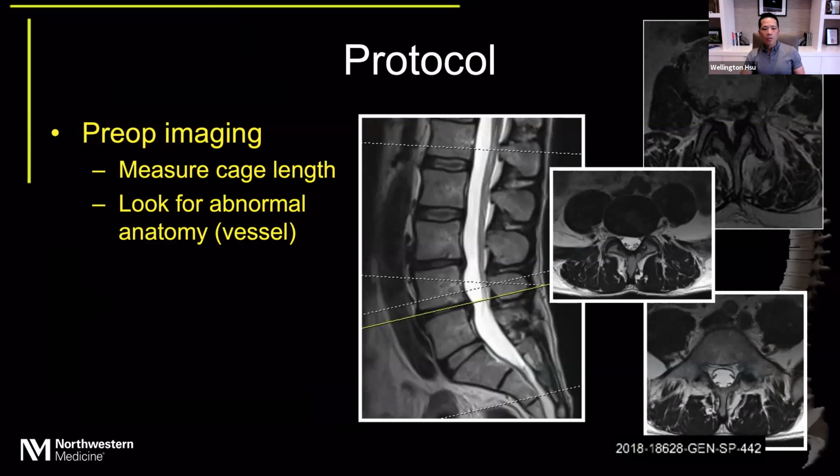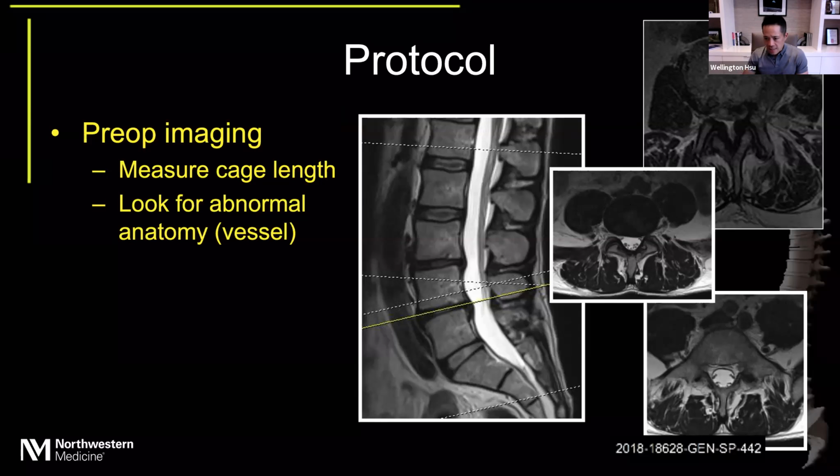The preoperative protocol involves measuring your cage length on your MRI and then looking for abnormal anatomy. We recently published a study that showed that the vascular anatomy is a little more variable on the right side compared to the left side, and is more common in individuals with degenerative scoliosis. So if you have a scoliosis patient, it would behoove you to look at the MRI and make sure that you know whether the vessel is there or not.